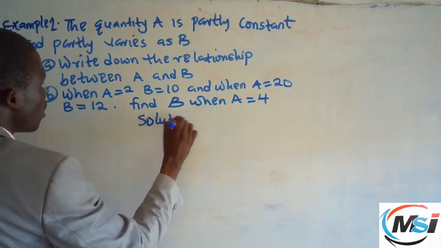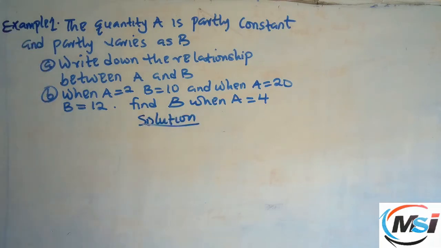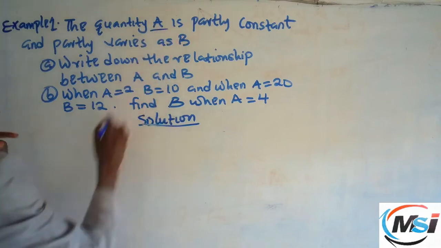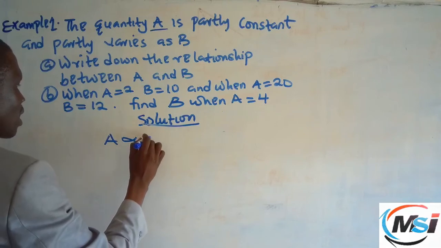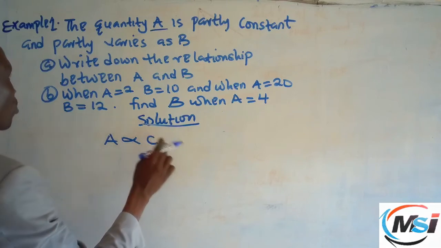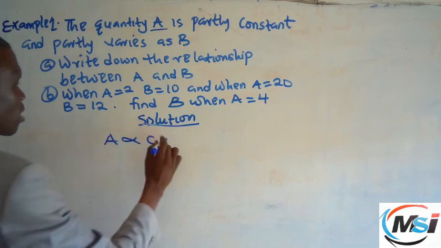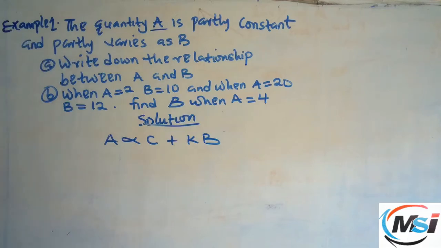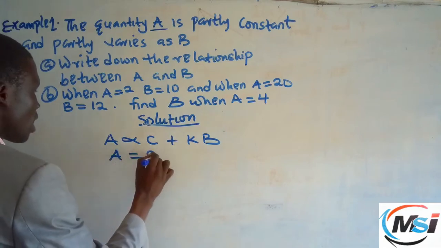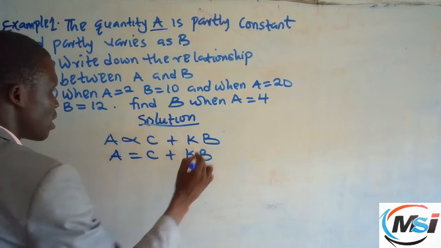Solution. The first thing to do is to interpret this question. So how can we interpret this question? Look at the alphabet we have here. A is partly constant and partly varies as B, so A equals C plus KB.